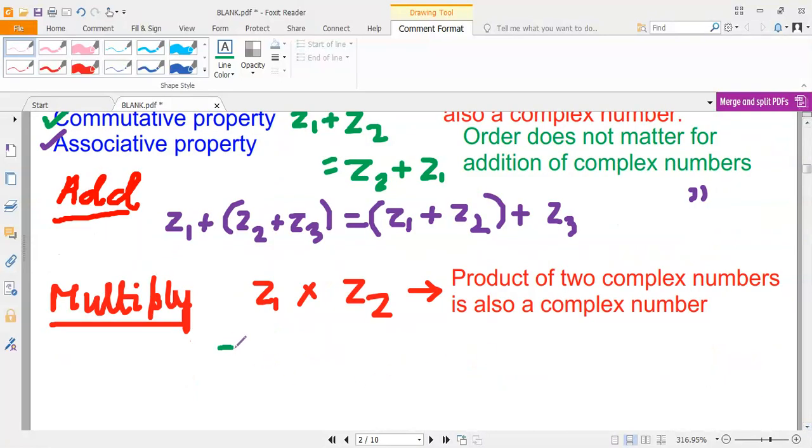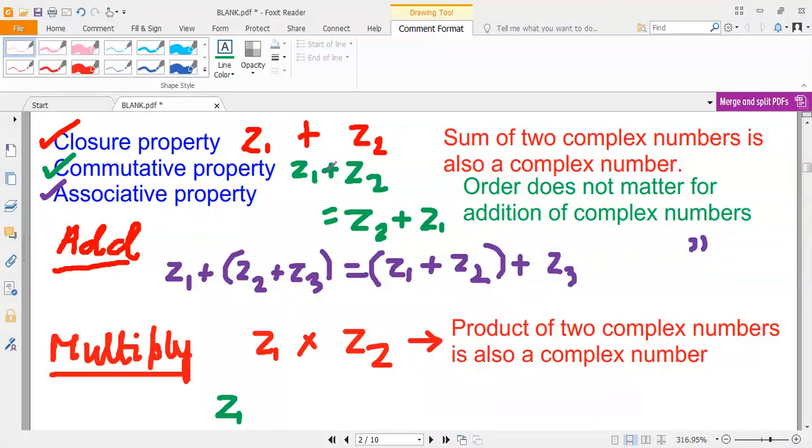Keeping the concept same, let's take it simply. Here we had written a plus sign. Here, since we are talking about multiplication, we'll use the multiplication sign. So z1 multiplied by z2 is the same as z2 multiplied by z1. See, the pattern remains the same.